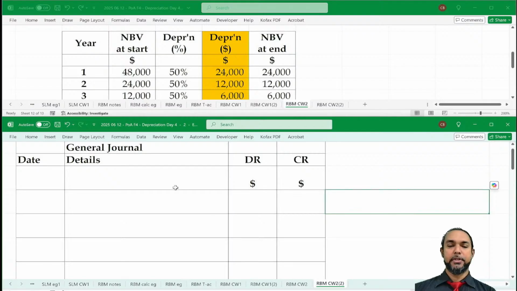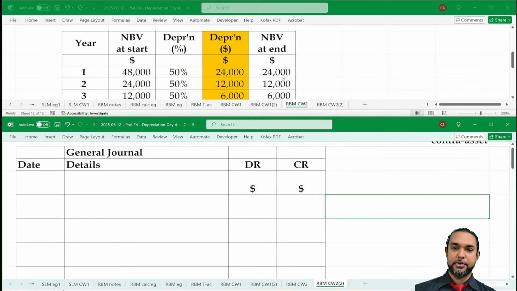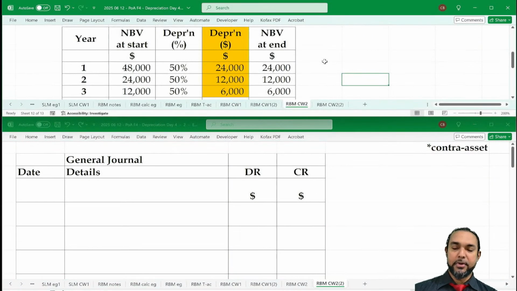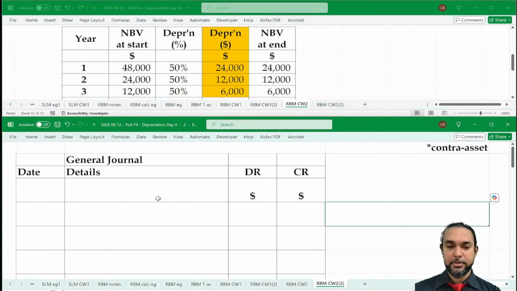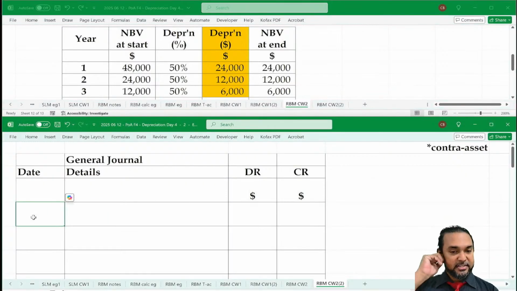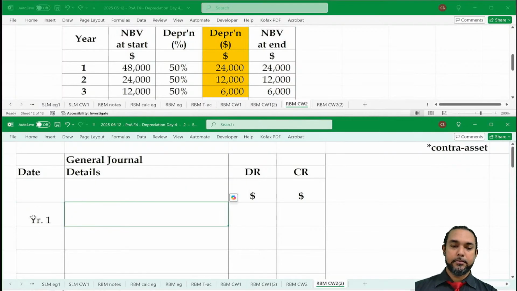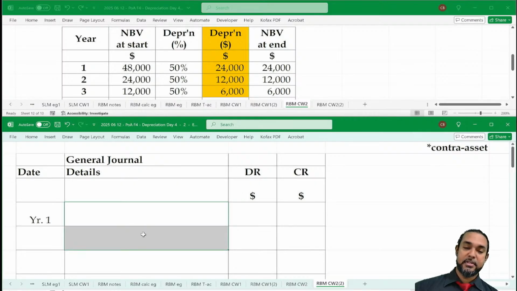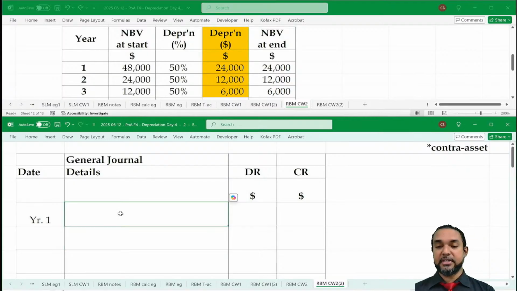Okay, so for the general journal entry with respect to depreciation, we want the debit and credit to record depreciation. I'll do year one as an example, and then I'll have you try year two and year three. The items to debit and credit will stay the same. The figures are what's going to change from year to year.